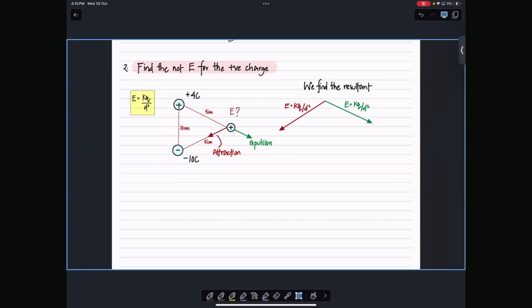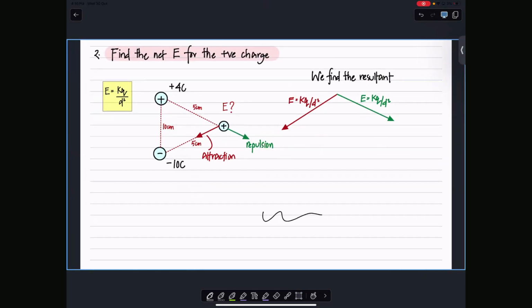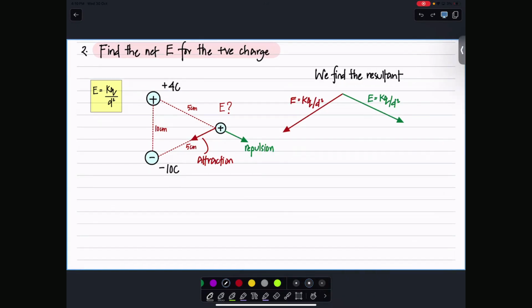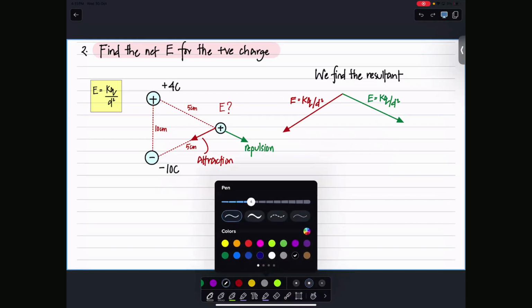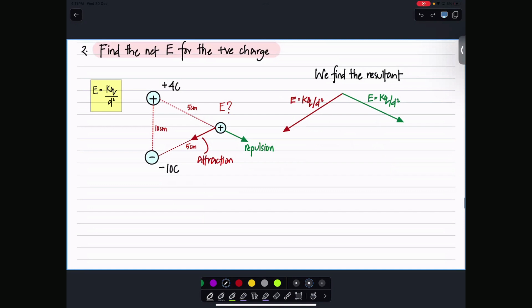I want to start new things today, so let's start. It says find the net electric field strength for the positive charge. So what's the net electric field strength out there? This is more of a mechanics question than an actual charge question, but you can expect something like this. You need to find out what's actually happening at this location here.